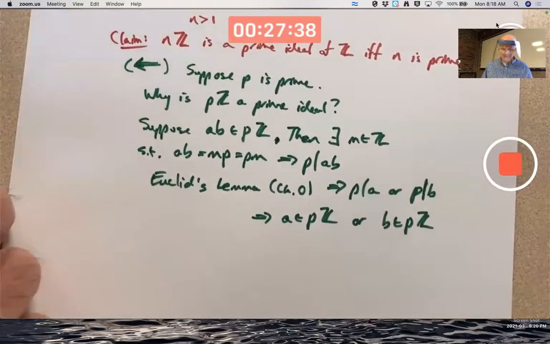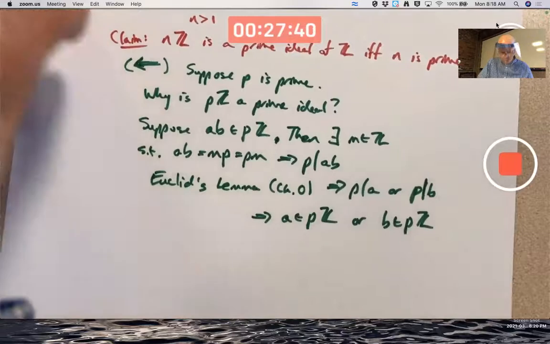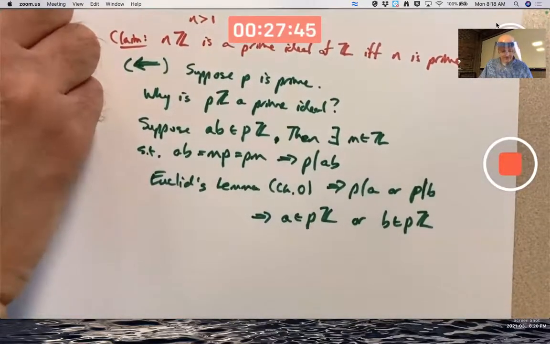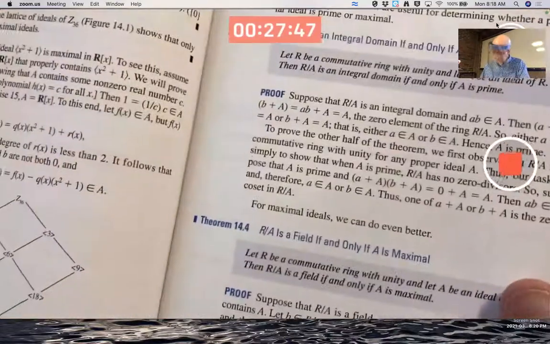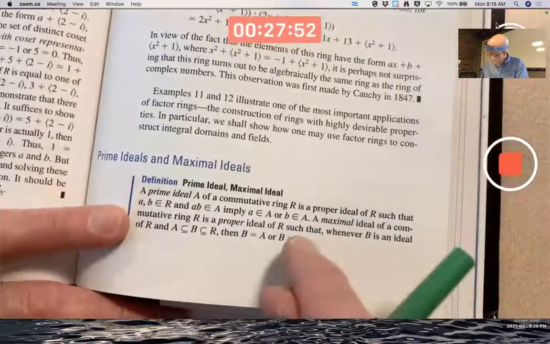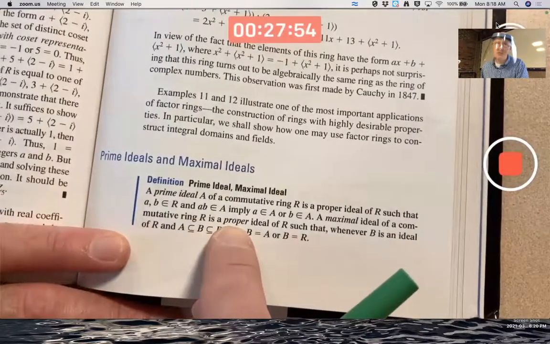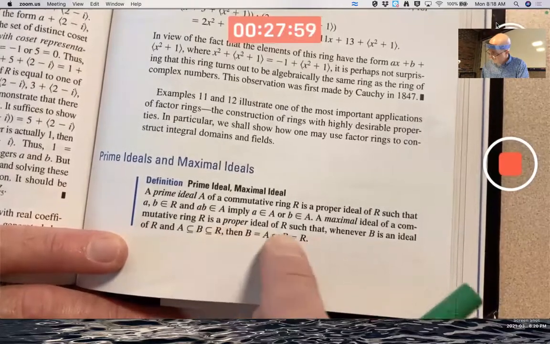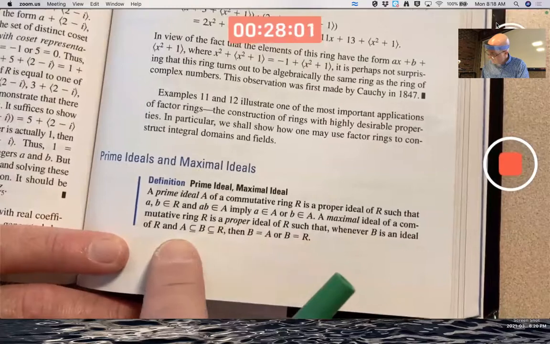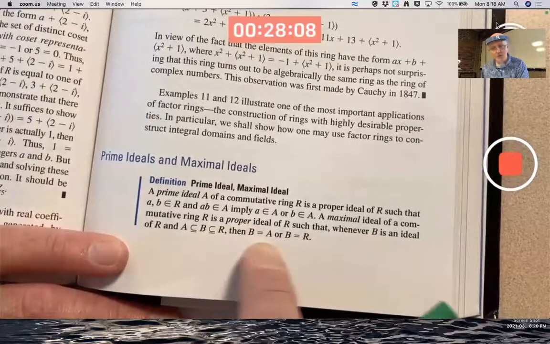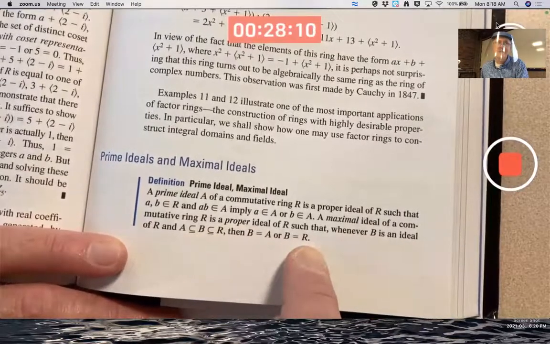Okay. What's a maximal ideal? A maximal ideal, first of all, again, has to be proper. Can't be the entire ring by definition. Such that whenever B is an ideal that satisfies these inclusions, A is a subset of B is a subset of R, then either B is equal to A or it's equal to R. It can't be something in between.